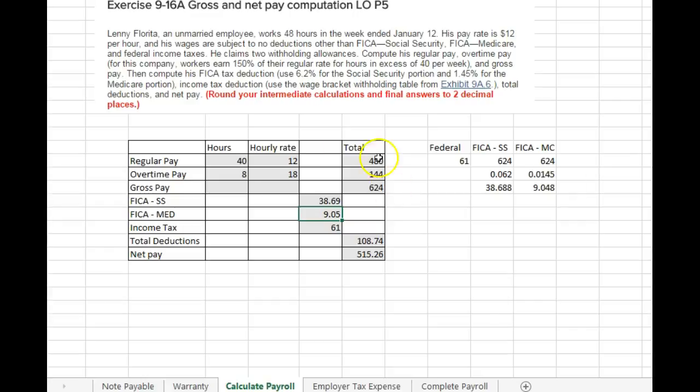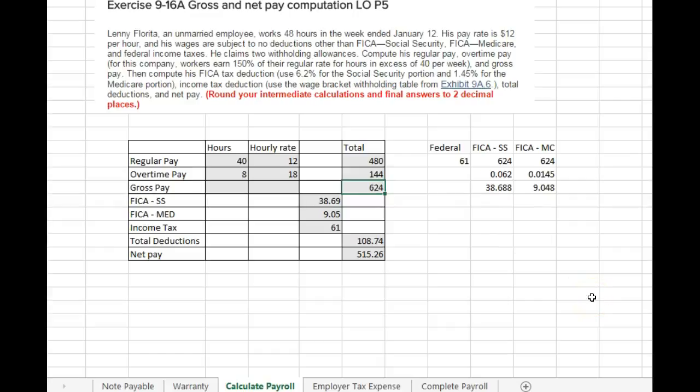This person has worked 40 hours regular time and 8 hours overtime. For overtime, they get paid time and a half. So he gets paid $12 an hour regular. At time and a half, it's going to be $18 an hour, and I found that by multiplying 12 times 1.5. It gave me $18 per hour. So if I multiply 40 times the 12 and 8 times the 18, I come up with these subtotals, and this gives me his gross pay.